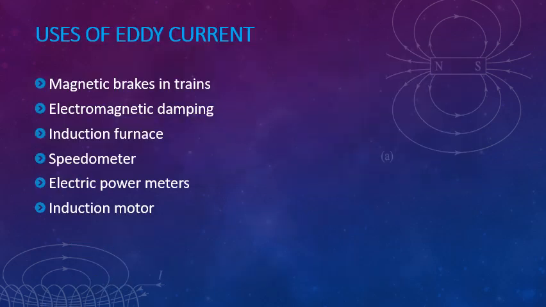Next, we will see about the uses of eddy current. The first application is magnetic brakes in trains. Second is electromagnetic damping. Third is the induction furnace. Fourth is the speedometer. Fifth is electric power meters. And the last one is the induction motor.